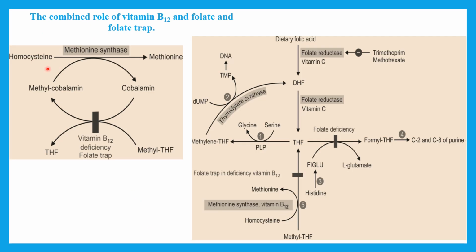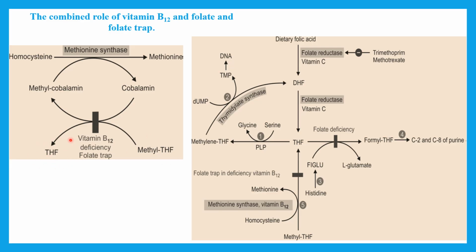So there is a clearer vision of all these reactions, how homocysteine is converting to methionine. Methionine synthase is the enzyme. Cobalamin, or vitamin B12, is converted into methylcobalamin, which itself is formed via the donation of a methyl group from tetrahydrofolate. So methyl tetrahydrofolate in turn gives a methyl group to cobalamin, and it converts into tetrahydrofolate.